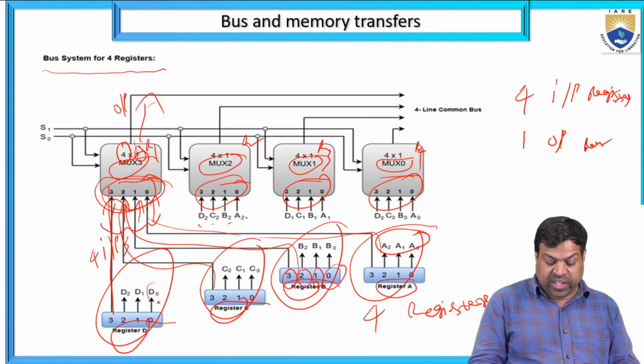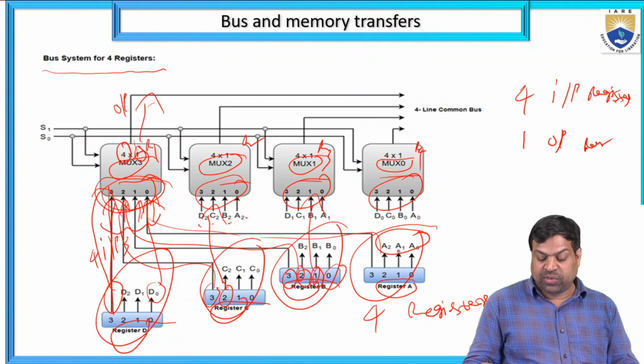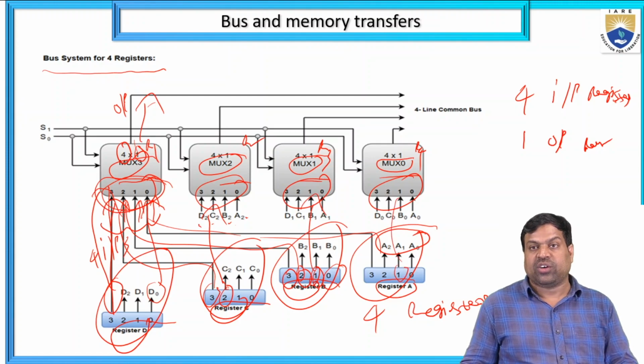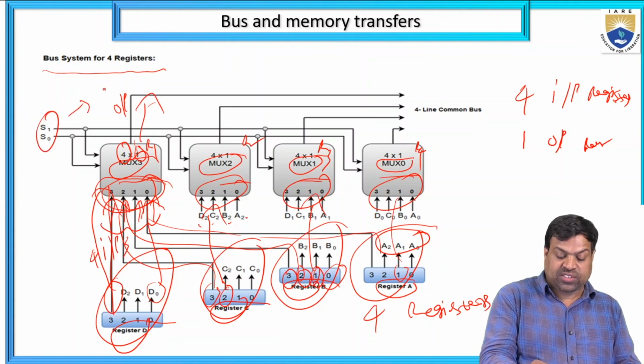Here D0 is given to the first register, D3 is given to the third register, C2 is given to the second register, C1 is given to the C1 register, and 0 is given to the A0 register. So each multiplexer has 4 inputs, but each register supplies one input line to the multiplexer. We get 1 output line: 4 input lines and 1 output. S0 and S1 are the selection lines.